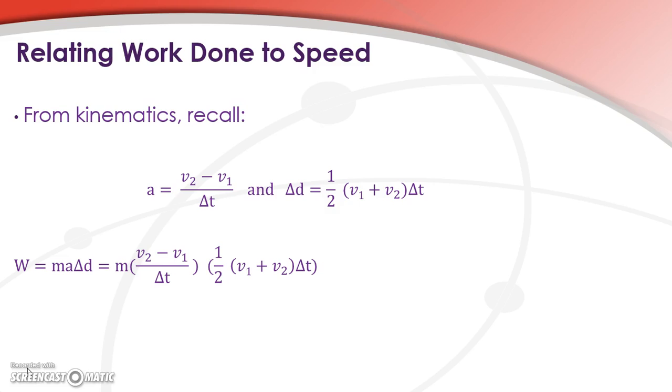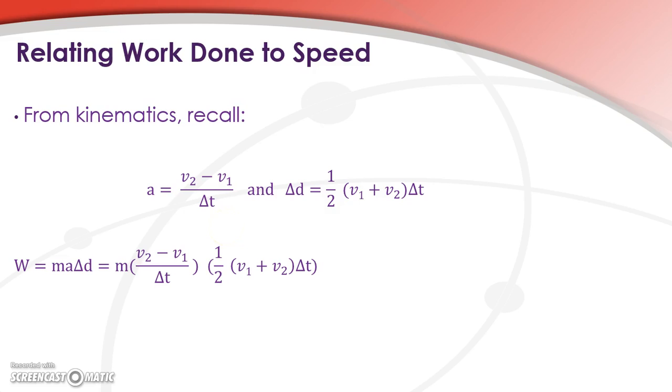Well, what we can do is go back to our mass times acceleration times delta D expression that we just derived and substitute in acceleration, V2 minus V1 over delta T, and delta D, getting 1/2 V1 plus V2 delta T. And now here's where we do some hardcore algebra. So we can take the delta T on the bottom and the delta T on the top and cancel it out.